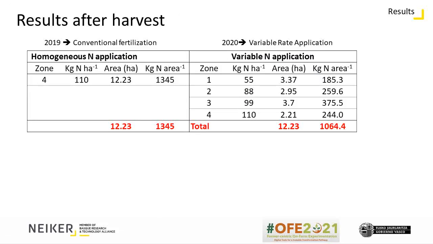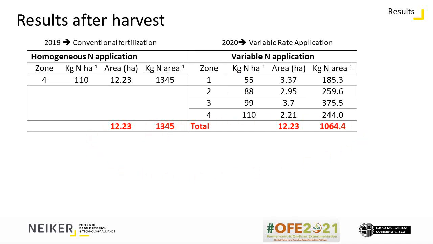After all these processes, the most important thing comes at the end, the results. The left side of the table shows the homogeneous fertilization scheme followed in 2019, while the right side of the table shows the fertilization scheme followed for 2020. Here you can see the dose assigned to each zone. Finally, the red color shows the total amount of nitrogen applied to the plot.